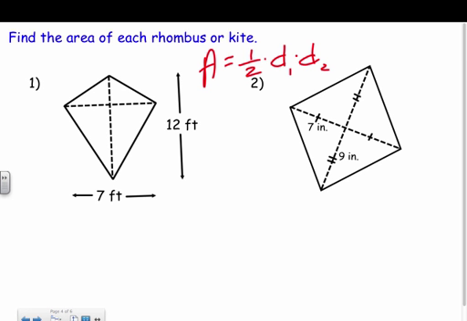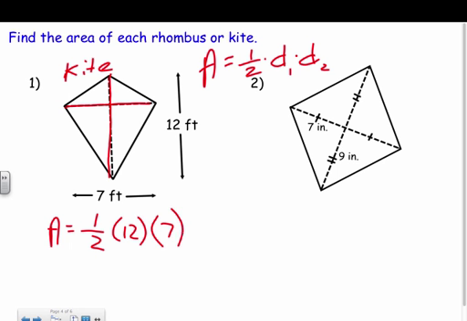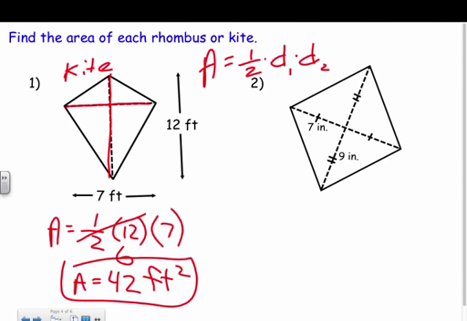Well, here we go. I got a kite. So I apply my formula. Area equals 1/2 times one of the diagonals, which is right here, and that's 12, times the other diagonal, which is right here, which is 7. Pretty straightforward. Half of 12 is 6, and 6 times 7 gives us 42, and we're in feet, and it's area, so feet squared. Pretty straightforward there. Well, how about here?